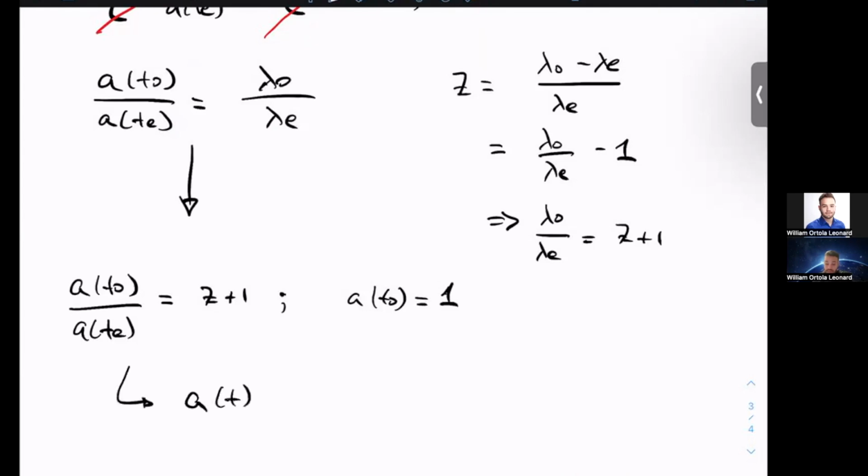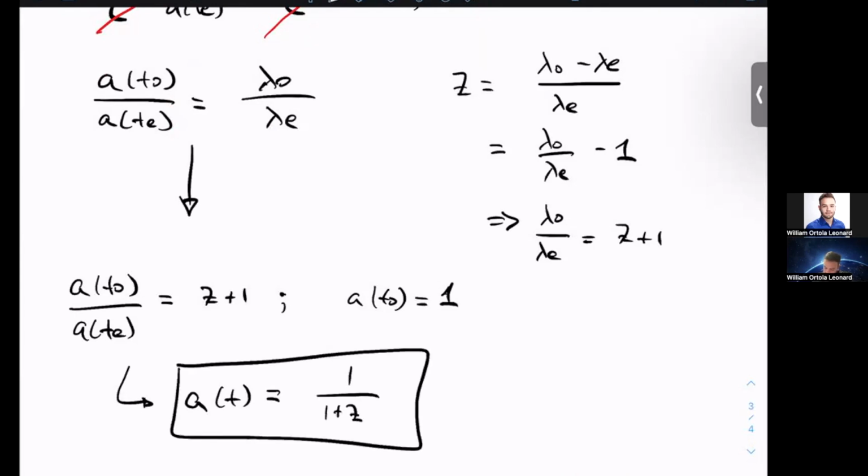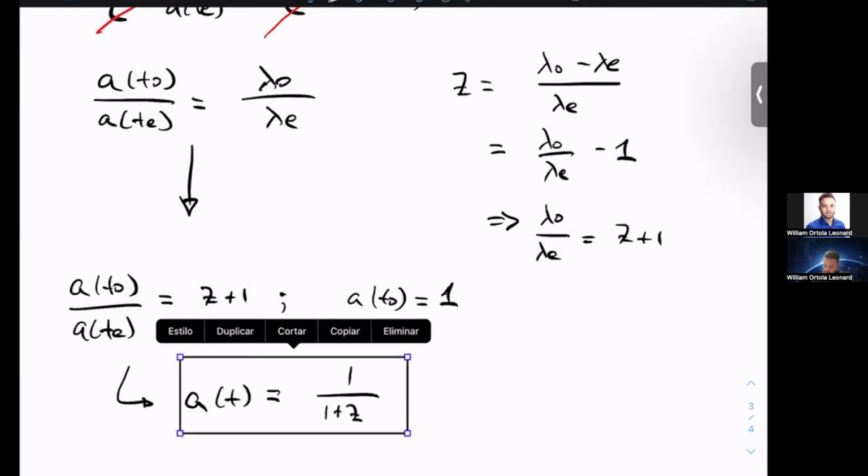a as a function of t, or at any given time which was emitted, is going to be given by 1 divided by 1 plus z, okay? And so this is basically the relationship between the scale factor and redshift. The relationship between the scale factor and redshift is going to be given by this equation that I'm showing you right here.